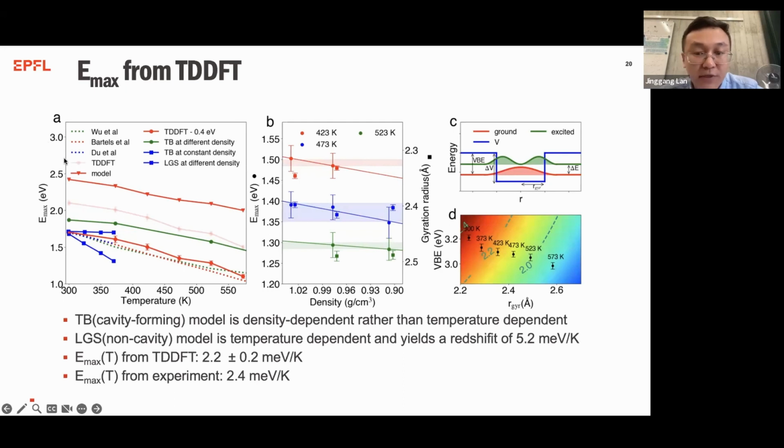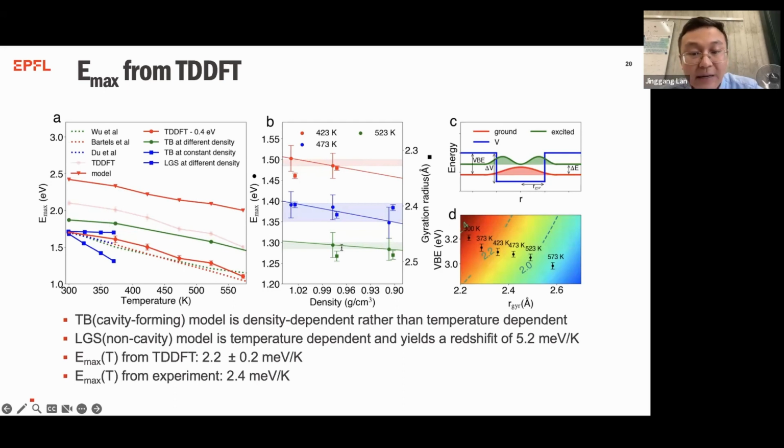And the LGS model is temperature dependent and yields a redshift of 5.2 meV, and this is overestimated by a factor of 2. And also the non-cavity model is essentially not correct. Our results show a redshift of 2.2 meV, which is in good agreement with the experimental observation.